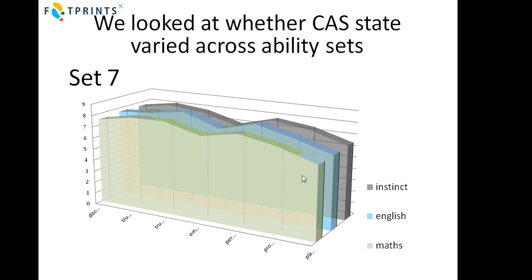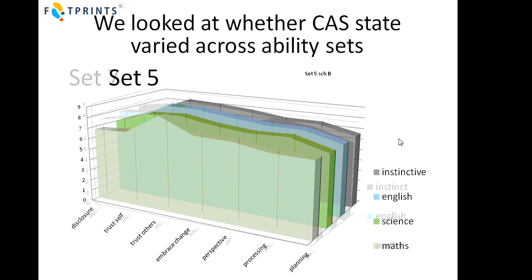We can see that there's very little alteration across those 3 different environments in the mean CAS state scores for set 7. Now if I just click and we look at set 5, so a slightly higher set here, fairly similar to set 7, again not much change. We've now got an additional subject in here, science, so English, science and maths, still got an instinctive at the back. Not a lot of change across here apart from this one factor, trust of others, where in maths that has gone up distinctly.